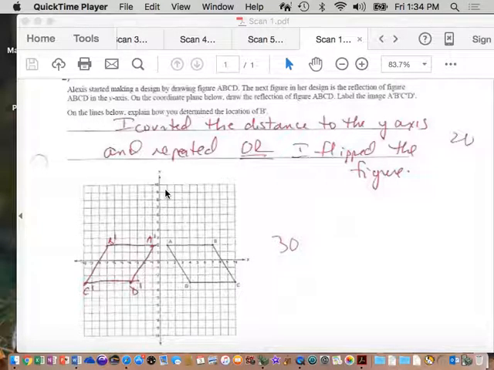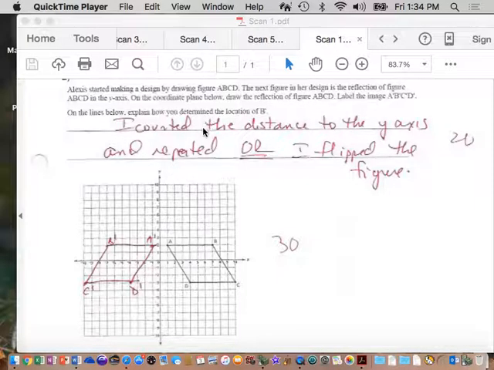Then they say the devil is in the details. The first thing they say is to label the image A prime, B prime, C prime, D prime. And a lot of people left off the primes and the letters. If you left them both off, it cost you 10 points. If you put the letters there without the primes, it cost you 5.